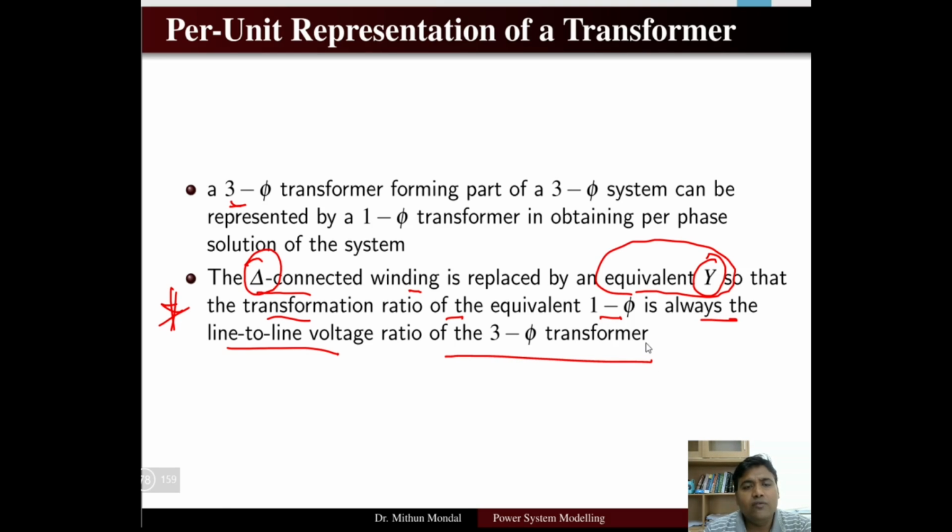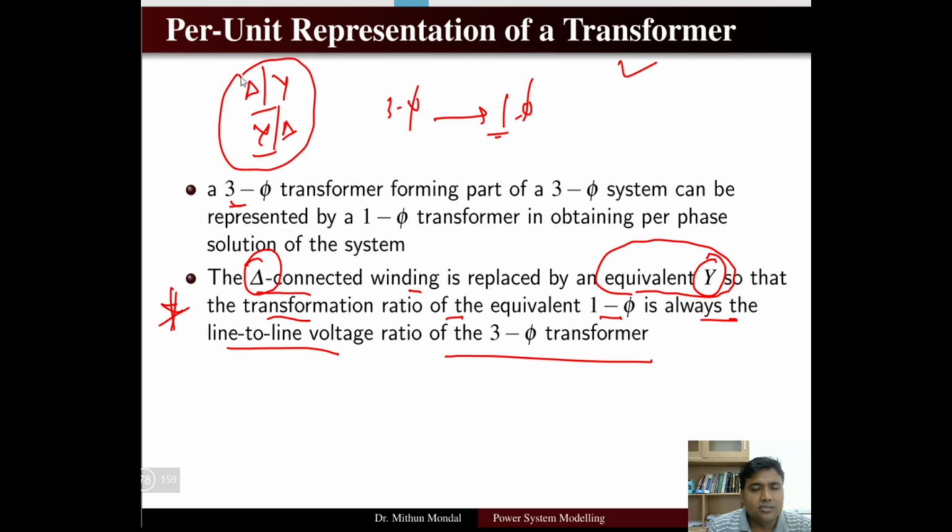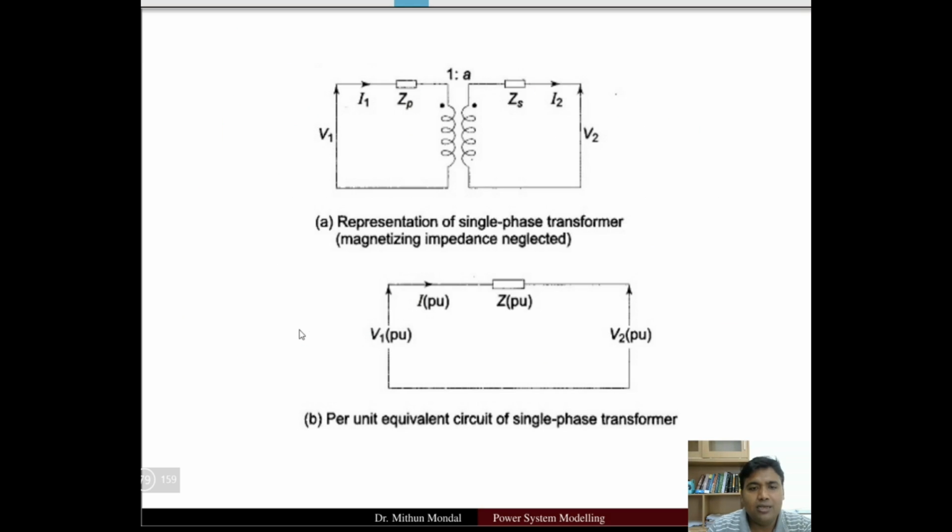So whenever we are solving any problem based on the transformer and we want to convert the three-phase transformer to a single-phase transformer, we have to check whether the connections are star delta, delta star, or any other connections. So all this delta connection network has to be first converted into star, and then only we convert into single phase, because the transformation ratio is a very important term in single phase quantity, which has to be in the form of line to line voltage.